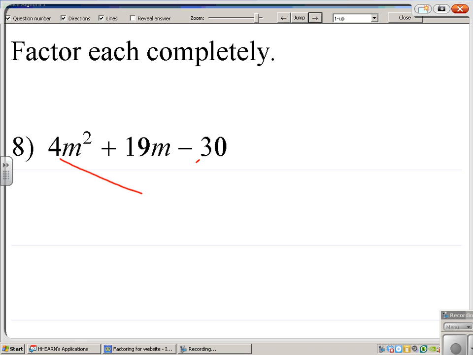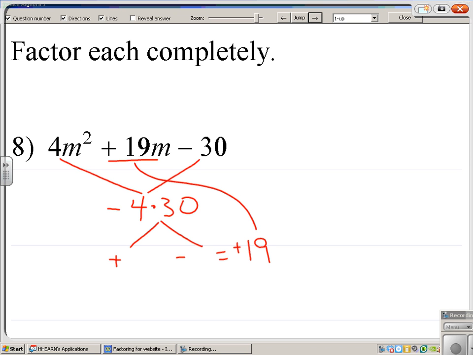Okay. I'm going to just write 4 times negative 30. That would be negative 4 times 30. Again, you want to write 120 there? Great. It may be helpful to do that for you. I need two numbers that multiply to be this negative. One positive, one negative, and add up to be positive 19. Since the signs differ, I need two numbers that subtract to be 19, multiply to be 4 times 30.